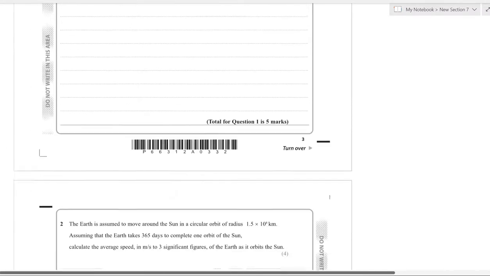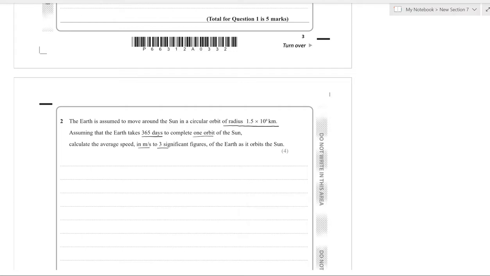Moving to the next question. Question number 2. The Earth is assumed to move around the Sun in a circular orbit of radius 1.5 into 10 to the power 8 kilometers. Assuming that the Earth takes 365 days to complete one orbit of the Sun, calculate the average speed in meters per second, to three significant figures, of the Earth as it orbits the Sun.